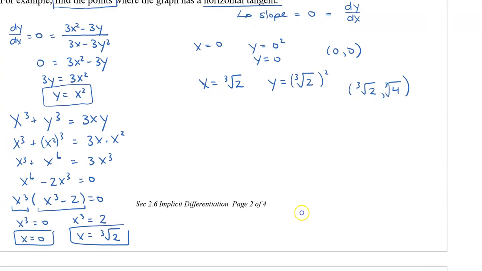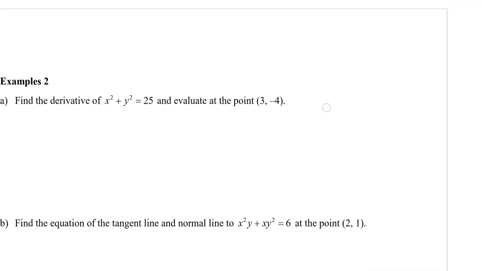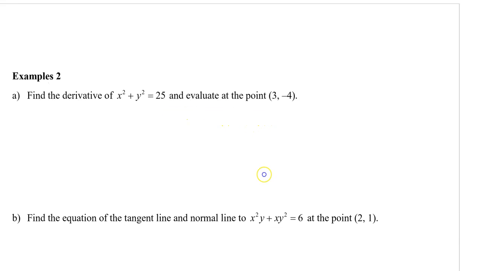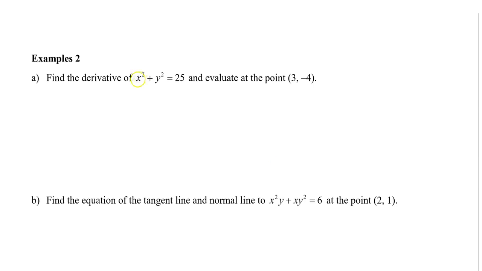All right, let's take a look at one more. So find the derivative of x squared plus y squared equals 25, and evaluate that at the point 3, negative 4. Okay, so again, we take the derivative of x squared, and because it's with respect to x, that part will just be 2x. And then y squared will be 2y, but using the chain rule, because we're taking the derivative of y with respect to x, we have to times that by dy/dx. And then the derivative of 25 is equal to 0.